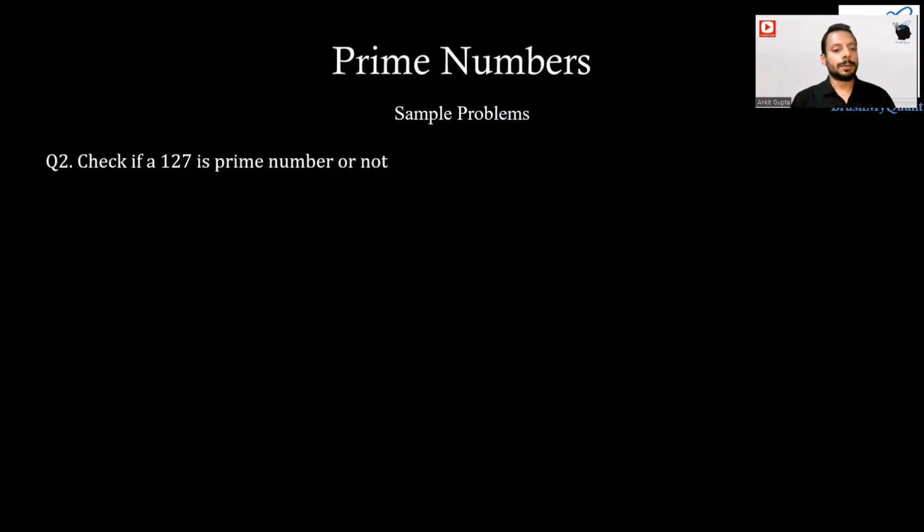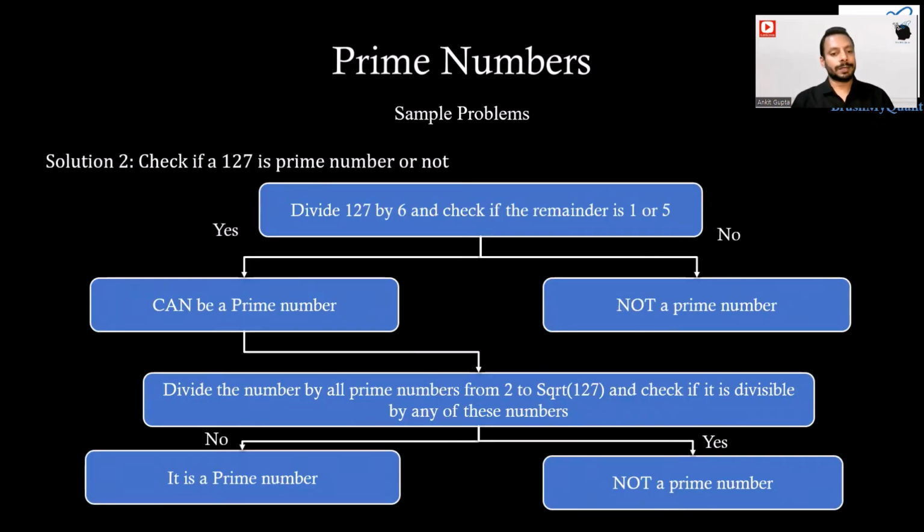Hope you were able to solve the problem. So let's go through the method again. So we have to check whether 127 is prime or not. So we're going to divide 127 by 6 and check whether the remainder is 1 or 5. So if we divide 127 by 6, then we know that the remainder will be 1, because 127 is nothing but 126 plus 1, and 126 is divisible by 6.